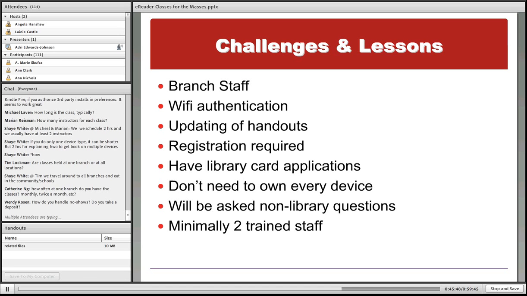How do we handle no-shows? Do we take a deposit? No, we don't do that. We just go on good faith. If they don't show, they don't show. But most of the time, they do, and it's not the end of the world.